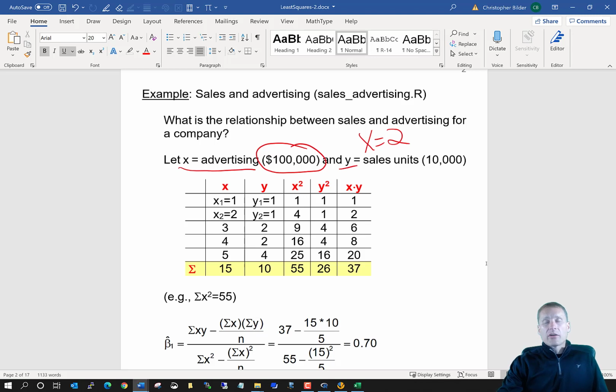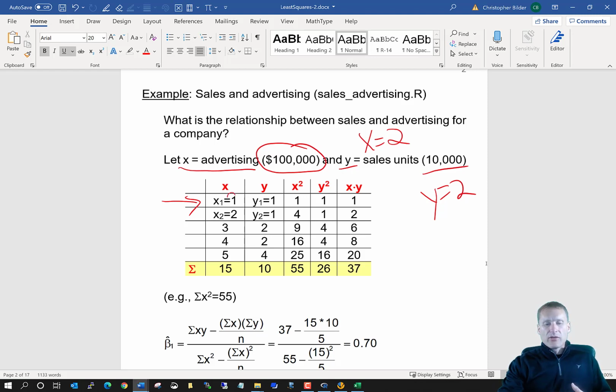And then Y is going to be our sales units. How much are we selling of a particular product, let's say? It's going to be measured in 10,000 units, so Y equal to 2 means 20,000. We have a very small sample here so that we can show how to do these calculations essentially by hand. Maybe one year's worth of advertising ended up producing a certain number of sales in its units.